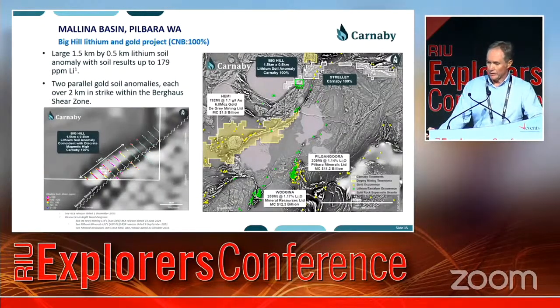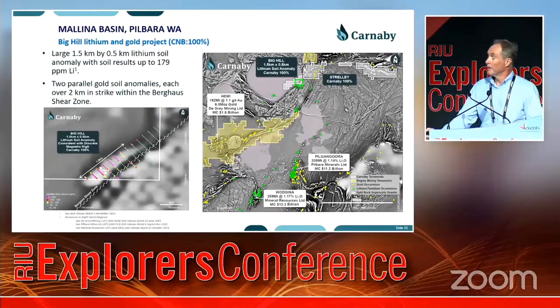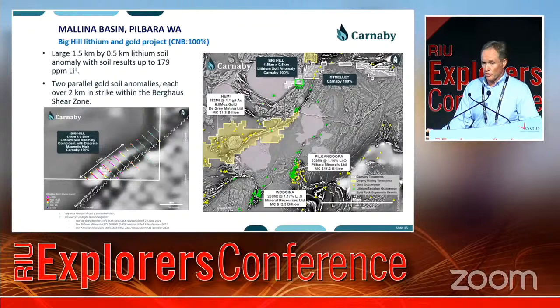Now, no portfolio is complete at the moment without a lithium anomaly. So as part of our work out at Strelly, there's very few areas amenable to soil sampling, but one of them is a big hill on the western part of our tenement. We did soil sampling looking for gold. We found 2 parallel gold soil anomalies, but amongst it we found a 1.5 km by 500 metre lithium anomaly with results up to 179 ppm. Mapping through there did show pegmatite, so that's work in progress to go back there, properly map it and prepare a program for next year, or for later this year.